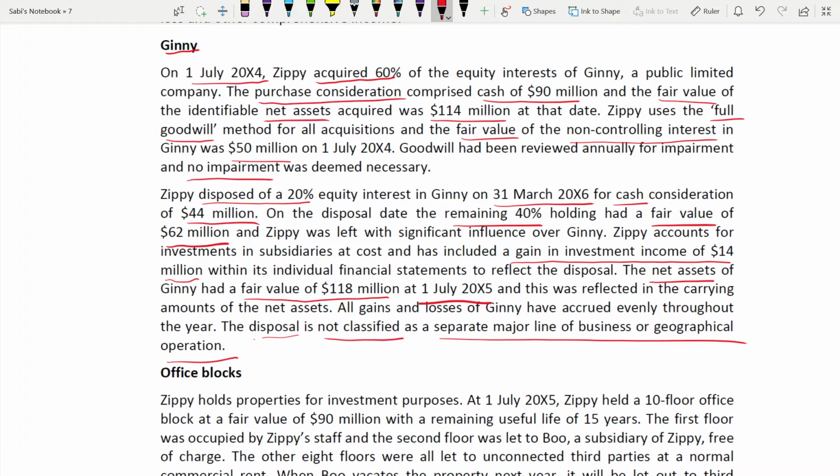A separate standard is there. But the reason why they have told us that this disposal is not classified as a separate major line of business means you are not using IFRS 5. You don't have to use IFRS 5. It is not a disposal of a separate major line of business or geographical operation. If it was, you would have to use IFRS 5. That's the reason why they have given it here.